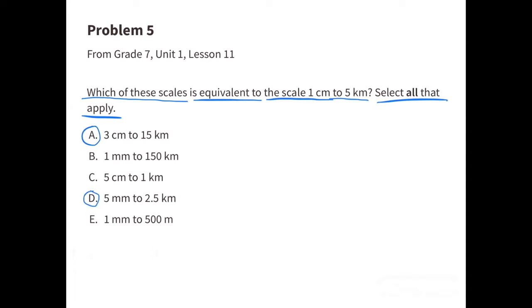D. 5 millimeters to 2 5/10 kilometers is equivalent to the scale of 1 centimeter to 5 kilometers. 1 centimeter divided by 2 equals 5 millimeters, and 5 kilometers divided by 2 equals 2 5/10 kilometers. E. 1 millimeter to 500 meters. That's equivalent to the scale of 1 centimeter to 5 kilometers. 1 centimeter divided by 10 equals 1 millimeter, and 5 kilometers divided by 10 equals 500 meters.